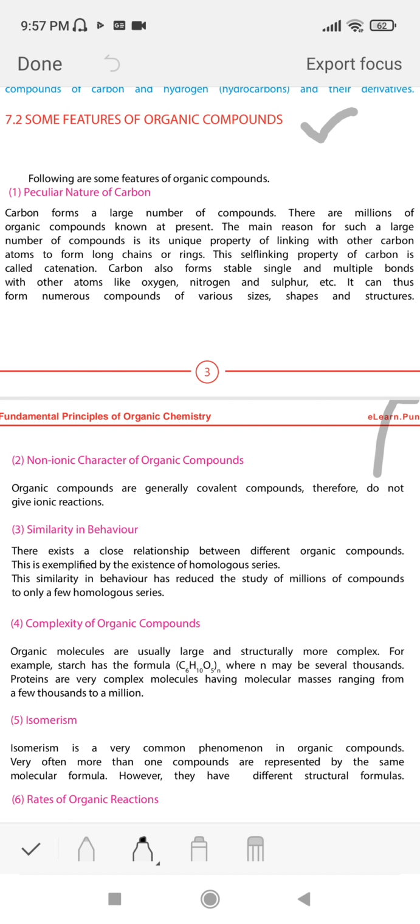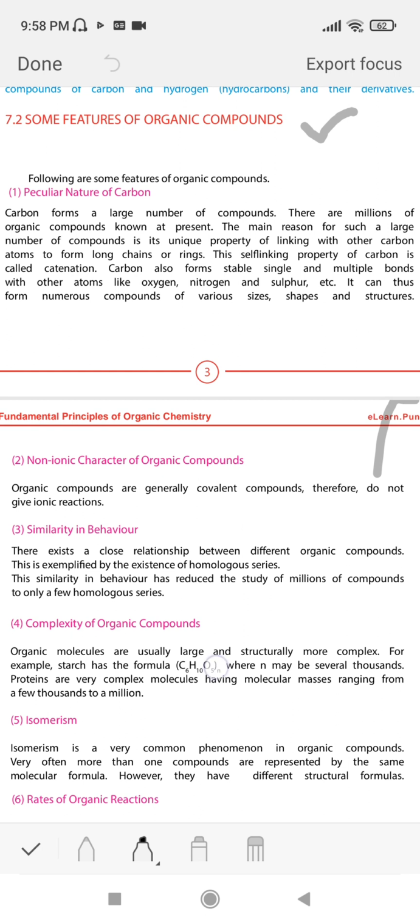So carbon forms stable single and multiple bonds with other atoms like oxygen, nitrogen, and sulfur, for example carbon dioxide and carbon disulfide. It can form numerous compounds of various sizes, shapes, and structures. This is the unique property of carbon, and that's why carbon compounds exist in large number.